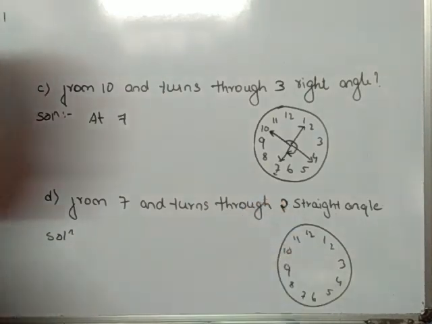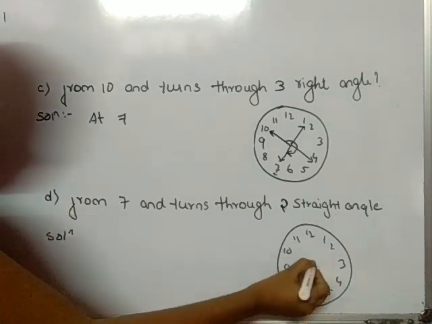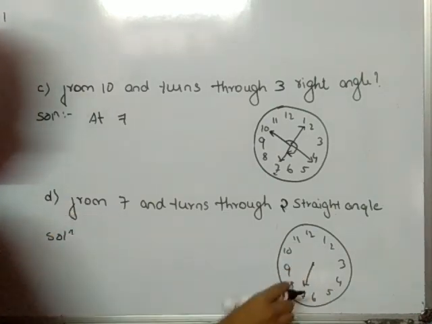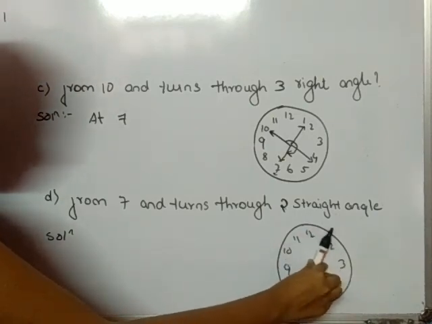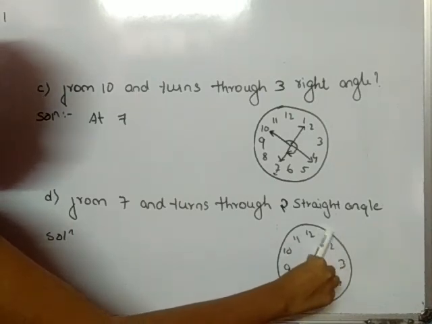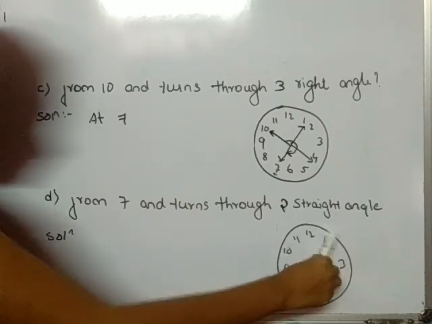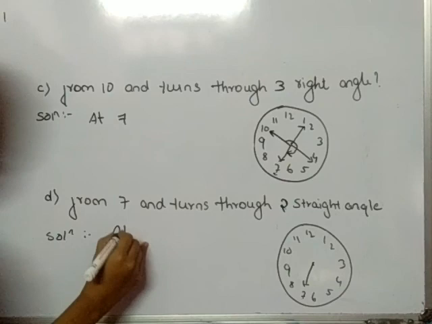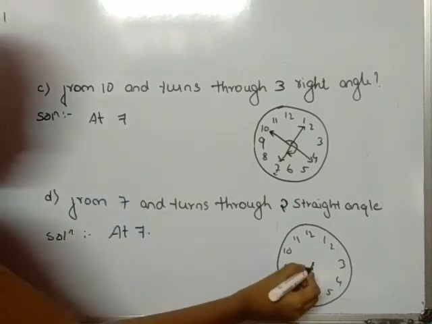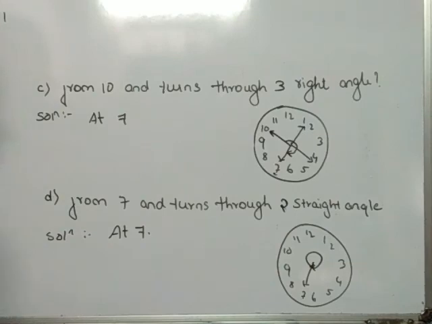Okay. Now it is facing towards the 7. Two straight angles means first it is facing towards the 7 and this is one straight angle and again one more straight angle. Totally two straight angles means a complete angle now. So again it is facing the 7 only. So the solution is at 7. This completes the 7th main and also exercise 5.2 is completed.